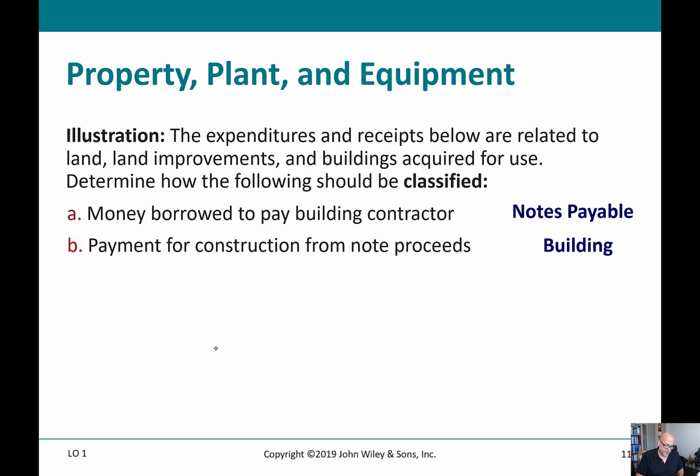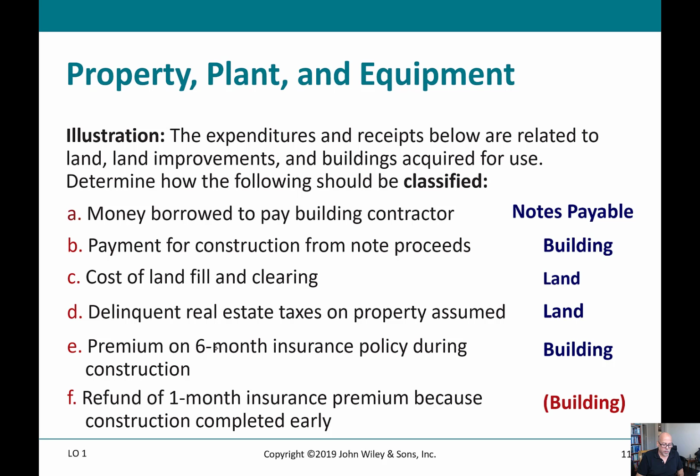Okay, good. Now we take a look at how to handle some of these costs, and I'm just going to click through these here with you. This is a little bit of a funny exercise. Money borrowed. If you borrow money, debit cash, credit note payable. Okay, but let's just take a look. Payment for the construction from note proceeds. So I borrow $1 million. I have the $1 million. I debit cash, I credit note payable. Now I've got to take that $1 million and start to pay my construction workers, that sort of stuff. That's part of the building. Okay, cost of land filling and clearing.